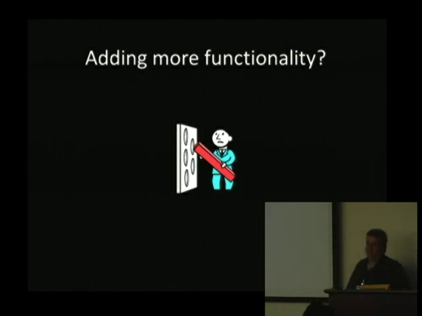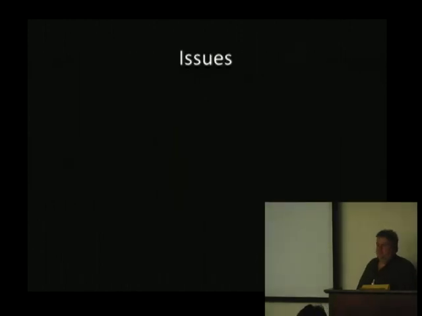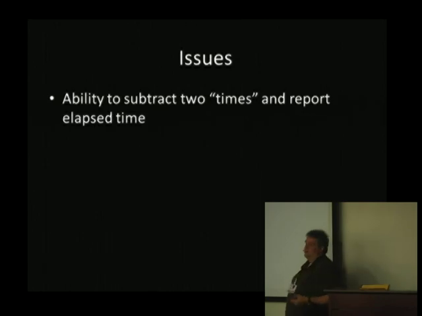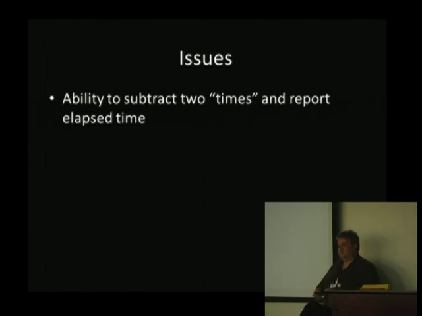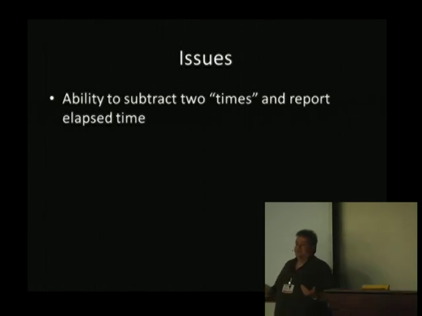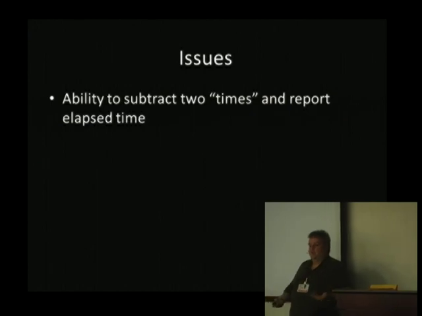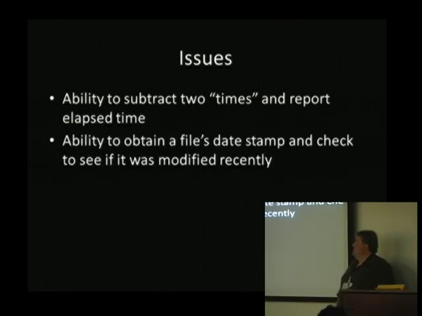So I thought about it some more. I talked with some coworkers. And I thought about the issues that I had. So the first issue I have is the ability to subtract two times. I would like to be able to not have to do that mental math and just have the system do the math for me. It would be nice to treat those times as objects and let the system do the math. The next was to get a file's modified time.